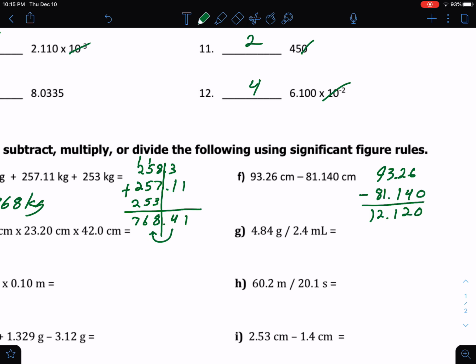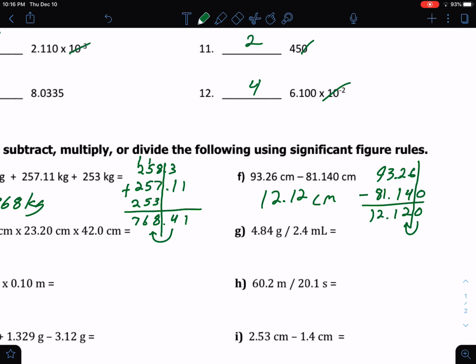Okay, so I'm going to draw a line past my least accurate number. So 93.26 is going to be my least accurate number because it only goes to the hundredths place. My 81.140 goes to the thousandths place. Okay, so I'm going to draw my line just past there. This 0 tells me if I'm going to round up. I am definitely not going to round up, so my answer would just be 12.12 centimeters.